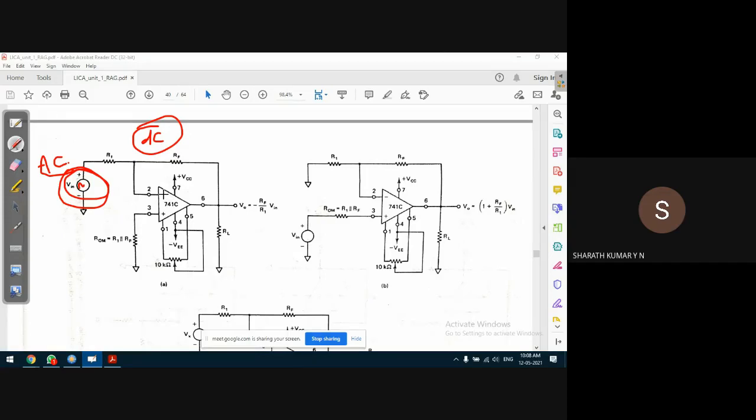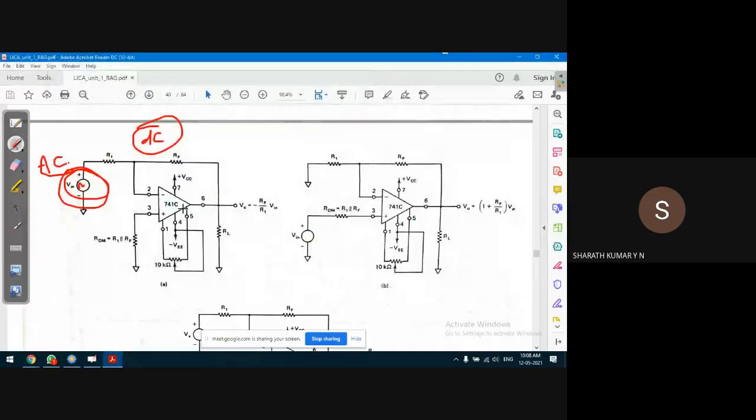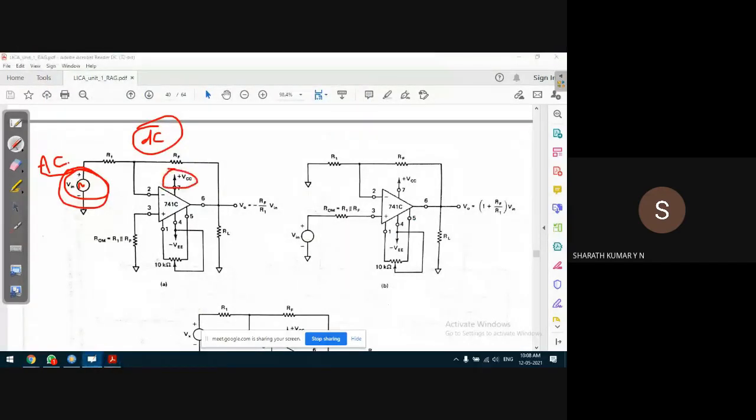Of course, we need DC. Why do we need DC? We need DC to bias the transistors. We need DC to bias the operational amplifier. So this is the operational biasing voltage. We need this, because of this it also exists.